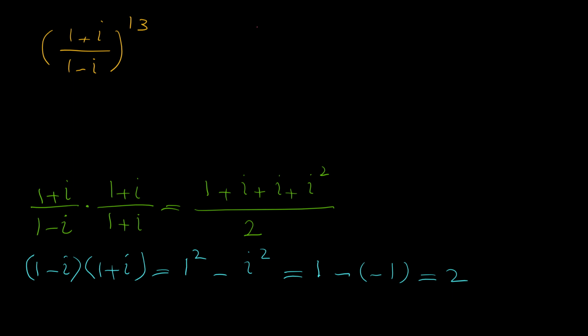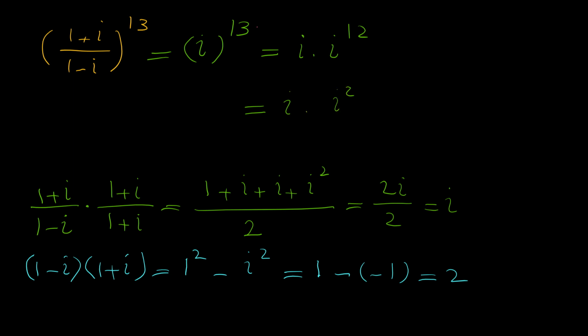So here, let's continue our calculation from here. We have I to the 2, which is negative 1, plus 1 is 0. I plus I is 2i, so we have 2i divided by 2 and it equals I. So for this question, the answer is I to the 13, and we can write this simply as I times I to the 12. I to the 12 is I to the 2 to the 6. I to the 2 is negative 1, negative 1 to the 6 is 1, so the answer is I.